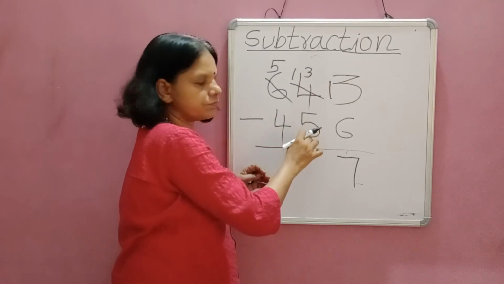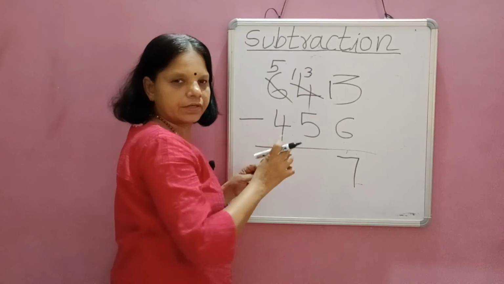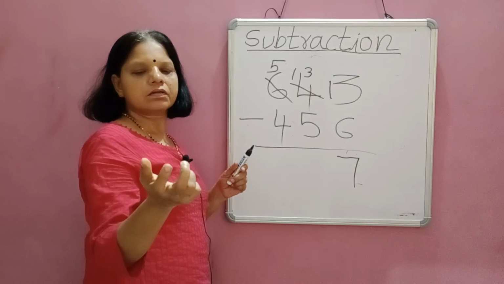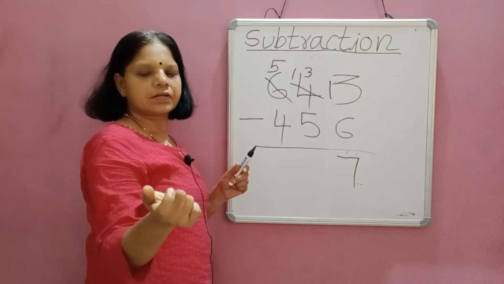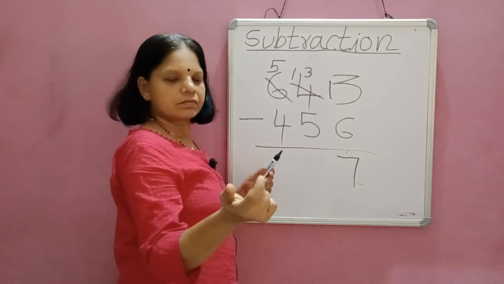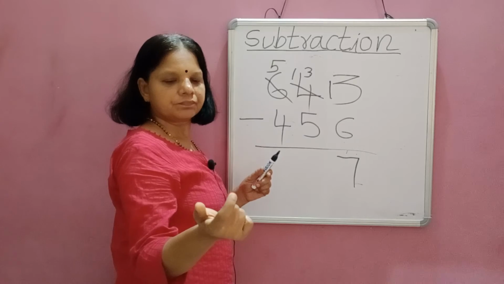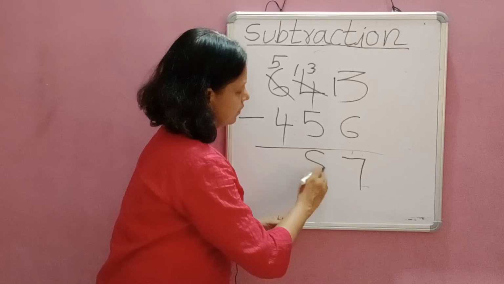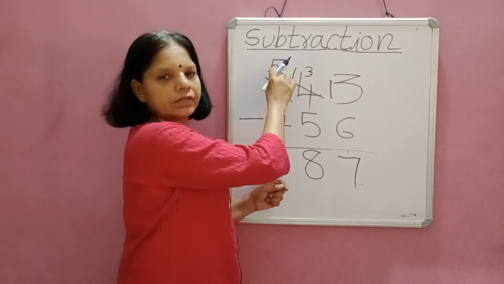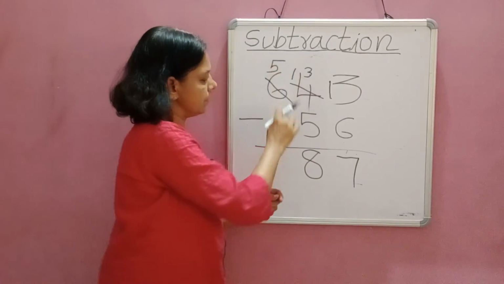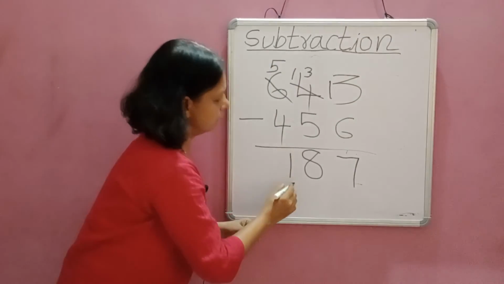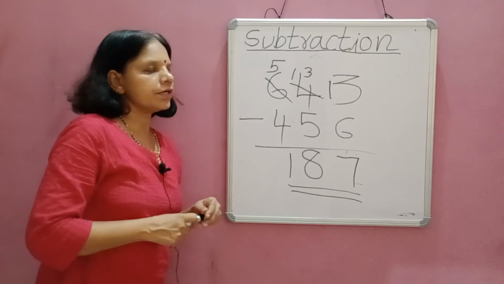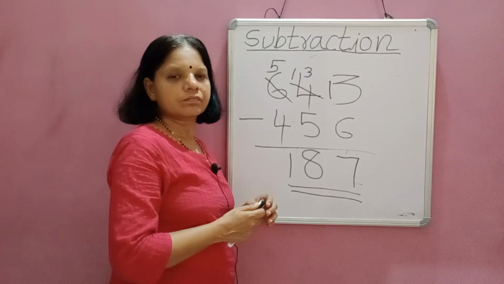Now 13 minus 5. What is 13 minus 5? How will we subtract? 12, 11, 10, 9, 8. What is the answer? 8. Now what is the number remaining here? 5. 5 minus 4? 1. 187. This is the method of subtraction in numbers with more than one digit.